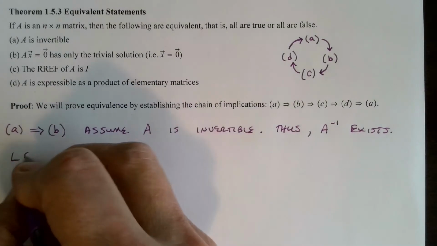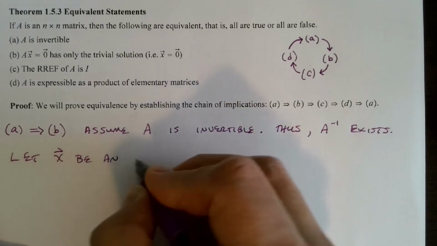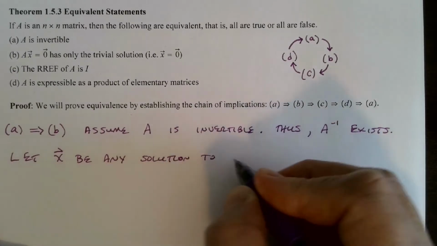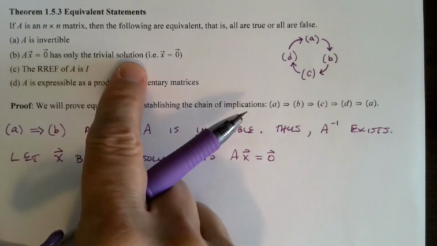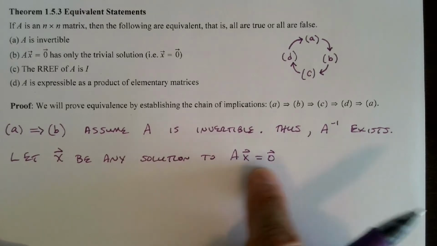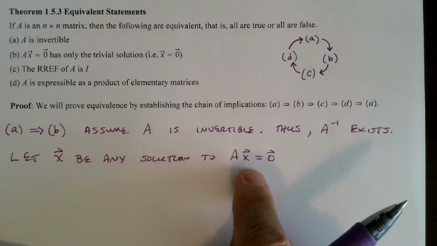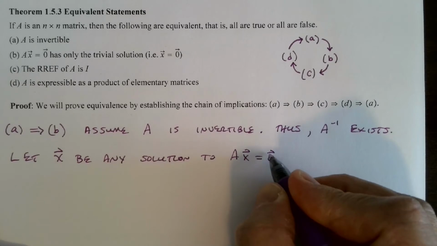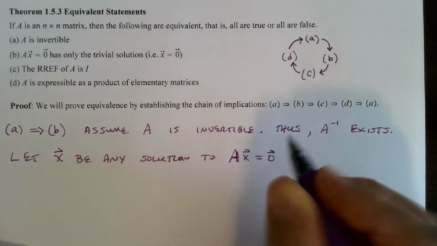Now, I'm going to let the vector x be any solution to the system AX equals 0. So when I say AX equals 0 has only the trivial solution, that is what we're trying to prove. Notice that this is the matrix notation for a system of linear equations. So A is the coefficient matrix, X, these are the variables, x1, x2, and so on. This is an n by 1 vector. And this is the 0 vector. These are the constants. And remember, when the constants are all 0, we call such a system homogeneous.